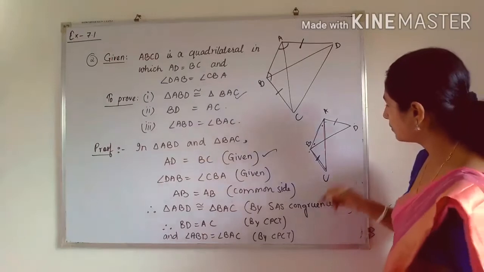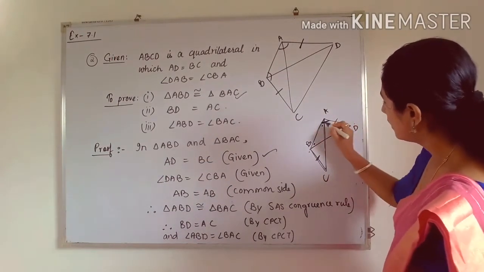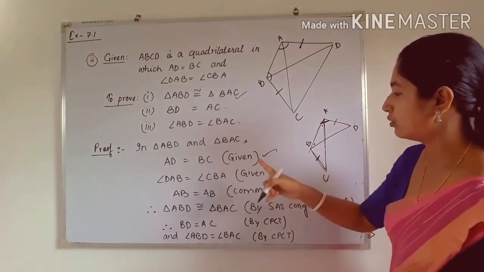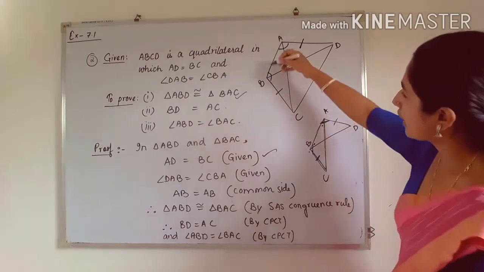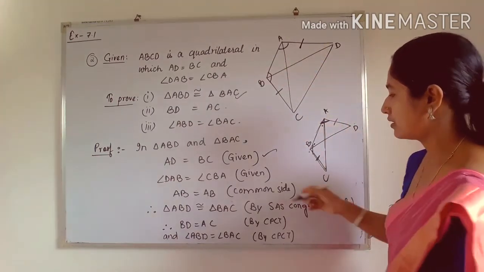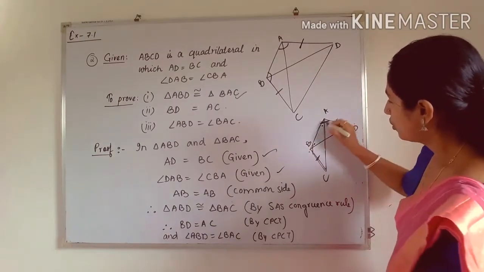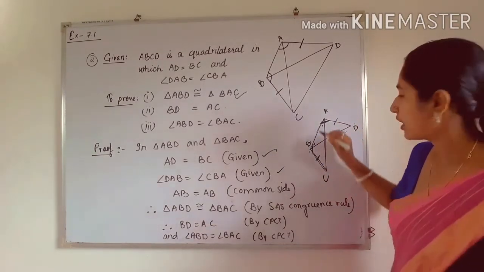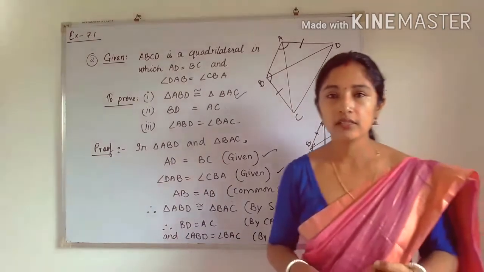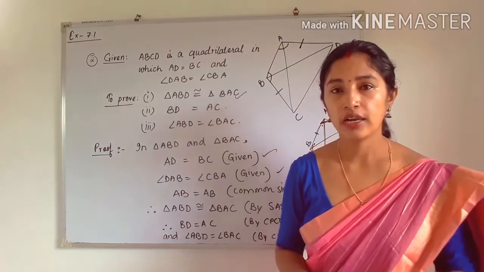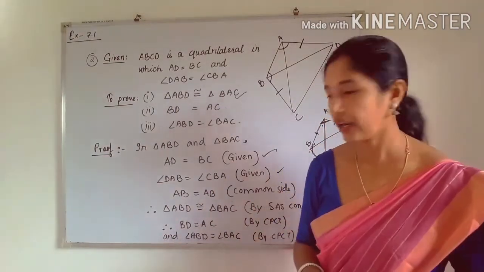Next is angle DAB. So angle DAB, that means this full angle. Okay. In this triangle, this full angle is equal to angle CBA. So CBA, this full angle, already I have shown here in this diagram. Okay, this is also given. Next, see, in this triangle and in this triangle, one side is same. So AB is same. AB is the common side. So it lies in both the triangles. That means they are of equal length. Okay, AB is equal to AB. That is the common side present in both the triangles.